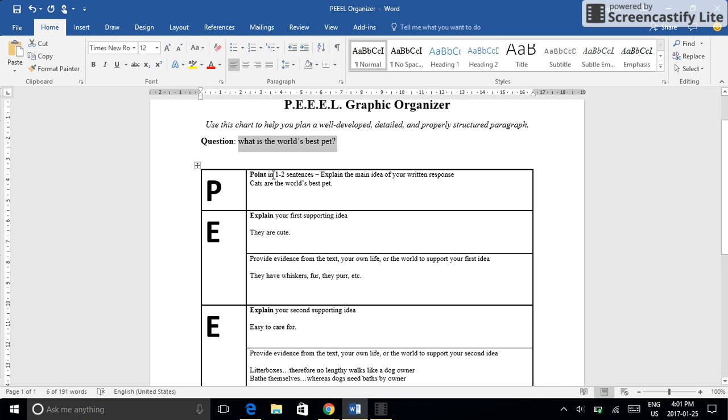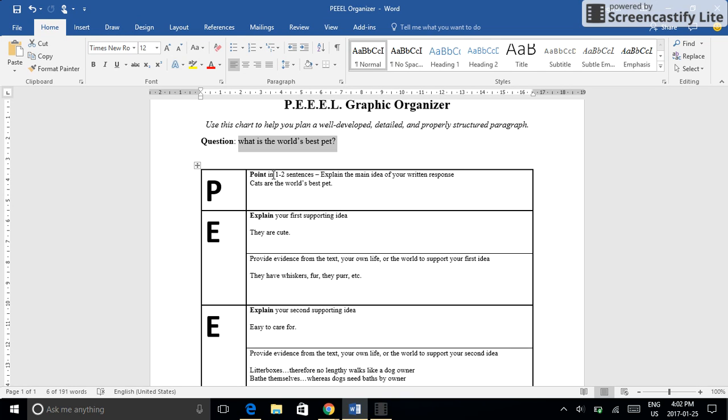So under my point, this is a place where in 1 or 2 sentences, I'm going to explain the main idea of my paragraph. You might have heard this first sentence of a paragraph being called a topic sentence. What is a topic sentence? It's really just the answer to the question that your teacher has given you. So you want to make sure that you understand the question, and then your response to that question will be the topic sentence of your paragraph.